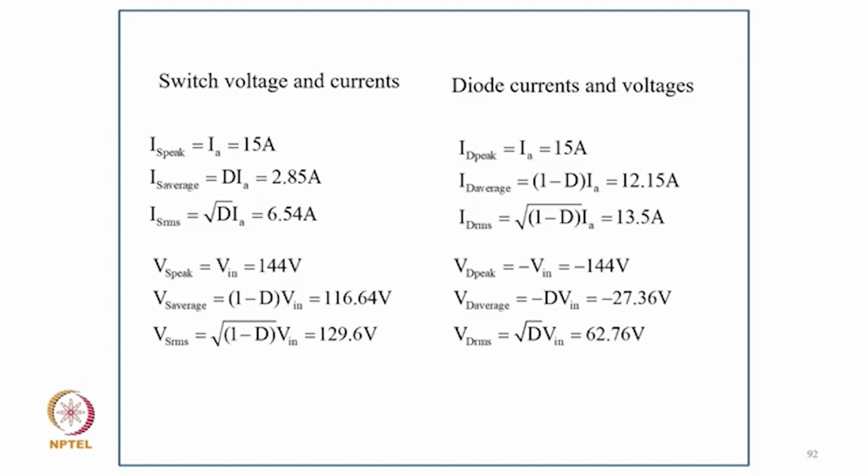Similarly for diode voltage and current, ID peak is IA 15 ampere, ID average is 1 minus D IA, 12.15, and then ID RMS is under root 1 minus D IA, that is 13.5, and VD peak is minus VD 144, and VD average D minus 125.